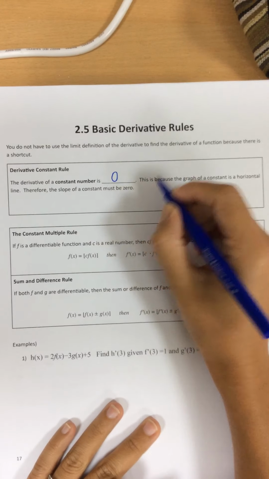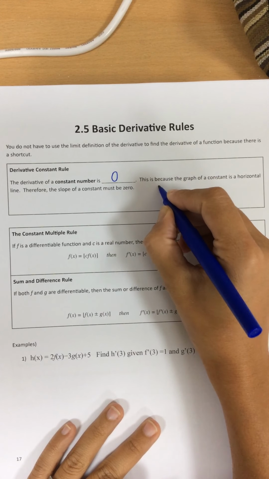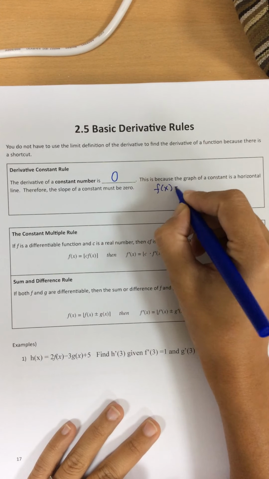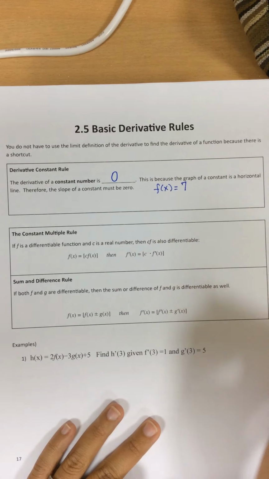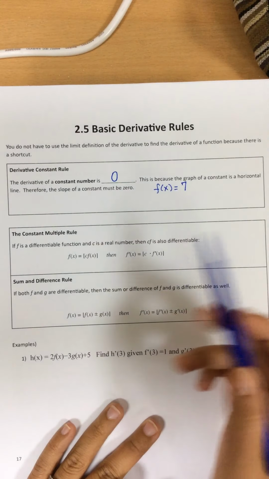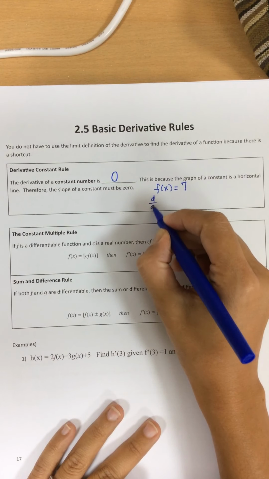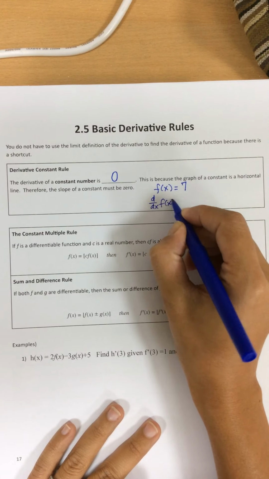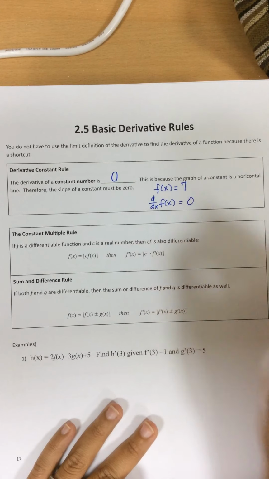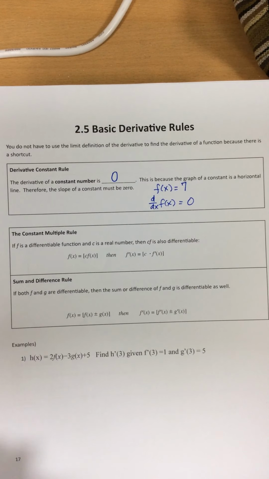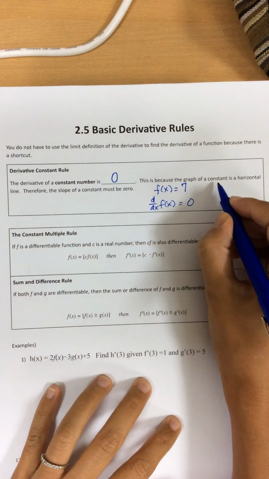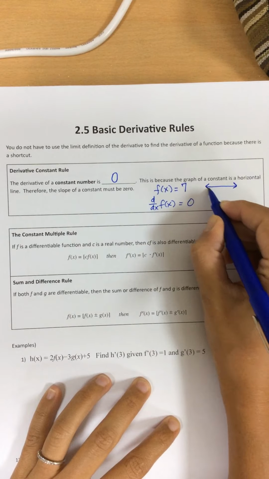So what this means is if you had, say, f of x is 7, right? That's just a constant function. It's a horizontal line at y equals 7. So if you had to find the derivative, which you can write like this, or you can write f prime of x, it's going to be 0. Why? Because the slope of every point on that horizontal line is 0. This is just a horizontal line.